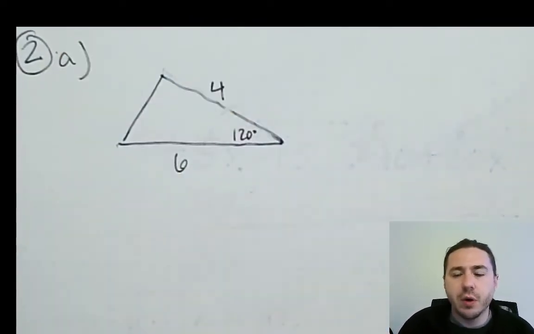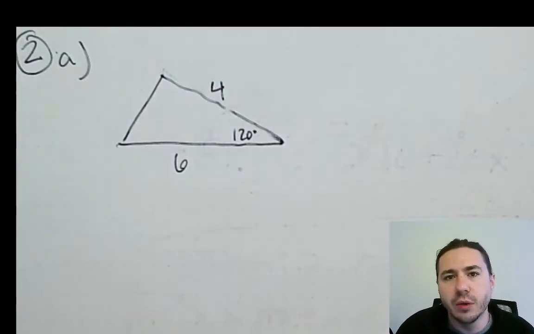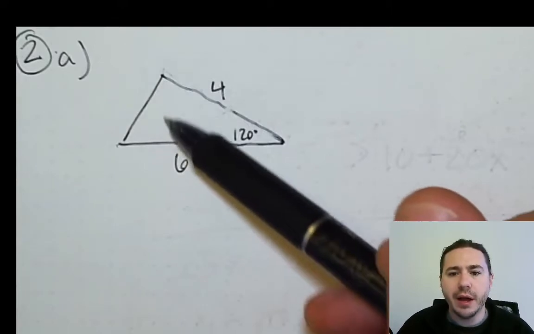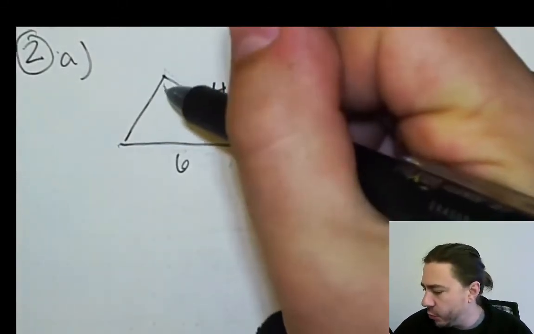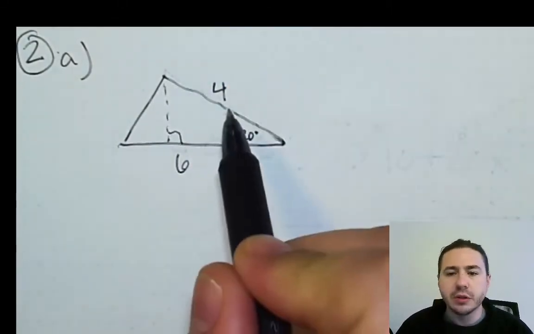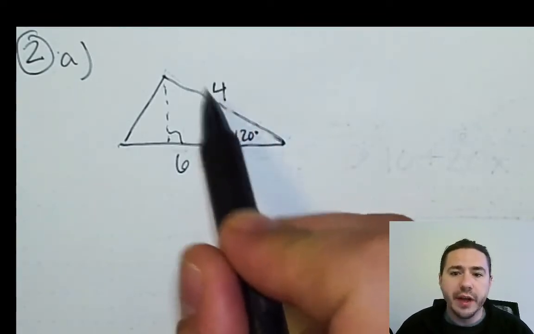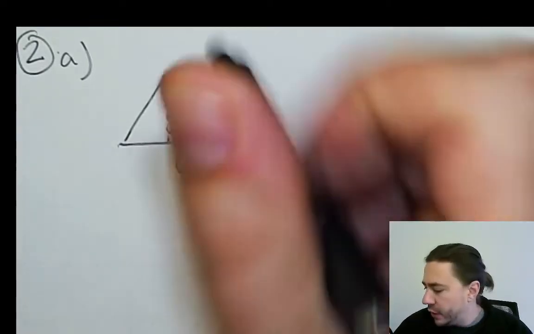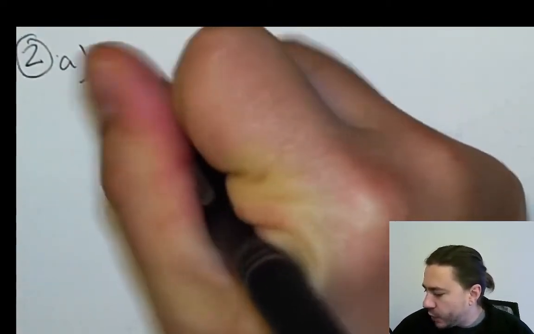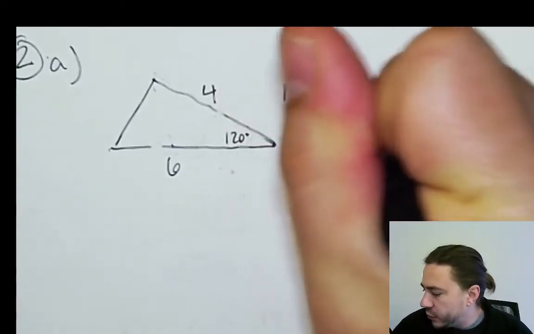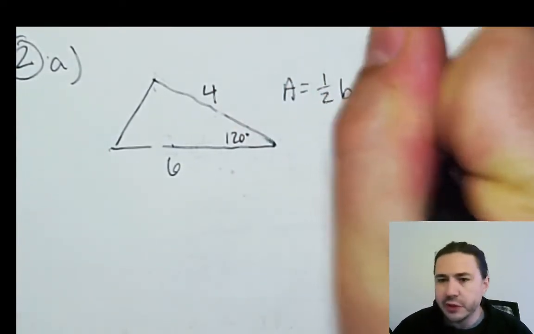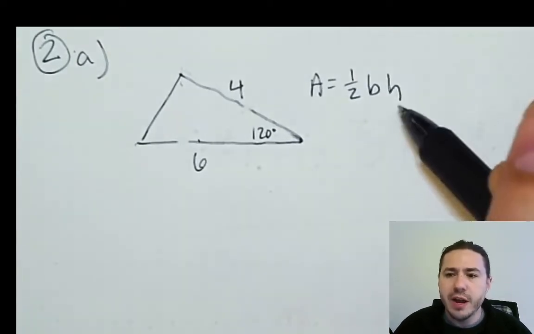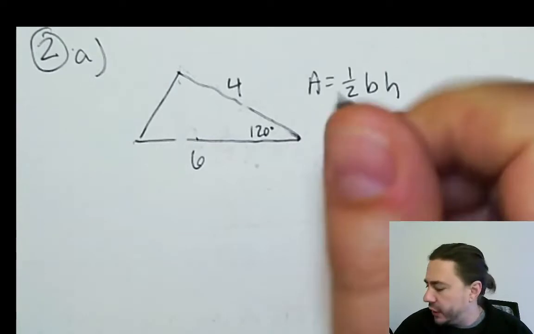Just like we did in number 1, we're going to use the 1/2 base times height formula. We don't know the height, but we can compute that by constructing a right triangle like we did in number 1 and multiplying what would be the hypotenuse of that triangle, 4, times the sine of 120, and that should give us the height. So let's go ahead and do that. We'll have the area equals 1/2 base times height, and I'll just write this once so that you probably have it written down somewhere. You don't have to write it over and over again. But let's go ahead and plug everything in.